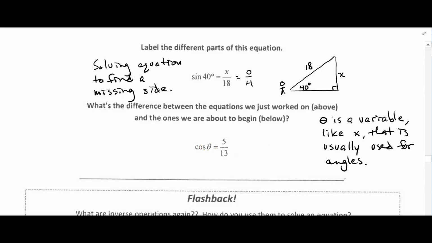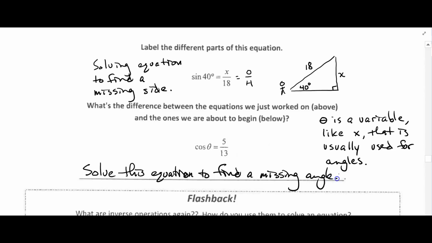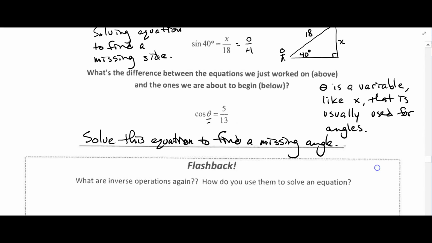Alright, so what's the difference about this equation and this equation up here? Well, up here I was looking for a missing side. Over here I'm looking for a missing angle. Alright, so here we solve this equation to find a missing angle. Alright, so we're looking for theta. Alright, we'll learn how to do that.